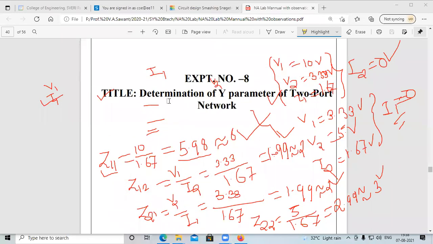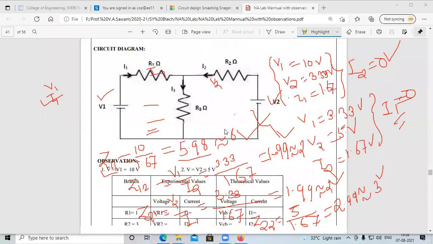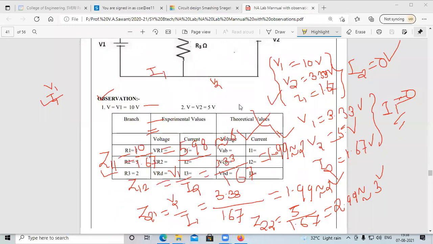Now another practical is the Y parameter. So this practical I think you will perform by using Tinkercad and calculate the values. I have already given the readings. So just calculate the values theoretically. After calculating theoretically, you just verify it by using Tinkercad. Okay. Hello.